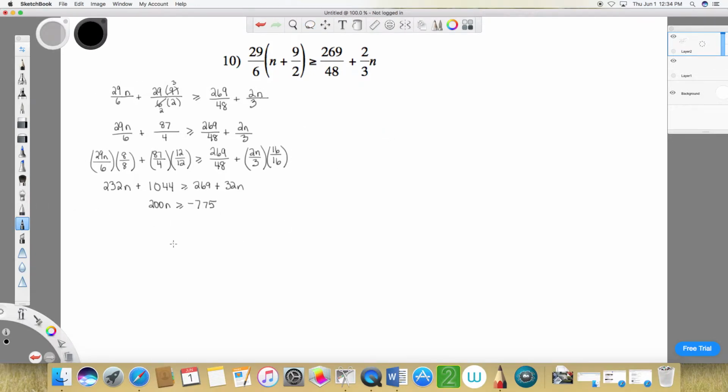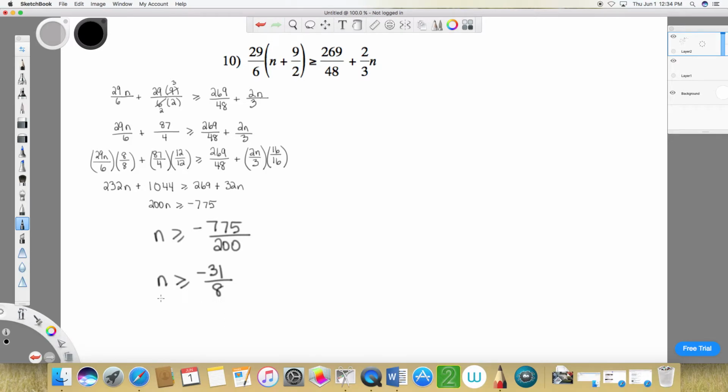So if I continue and divide each side of this by positive 200, I've got negative 775 divided by positive 200, but that fraction reduces. So let's see, I'm just going to use my calculator to reduce it. And negative 31 over 8. I don't want to write a decimal approximation. I want to keep my answers exact.